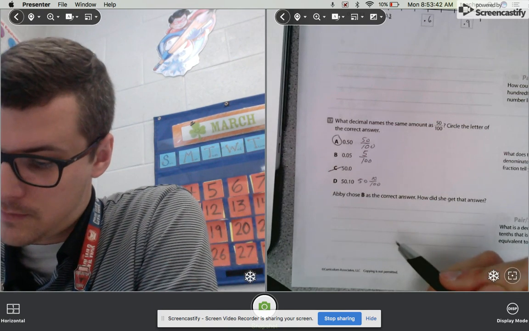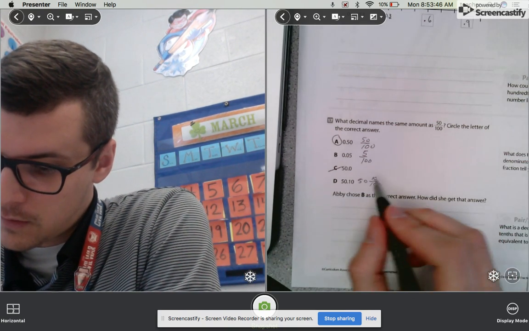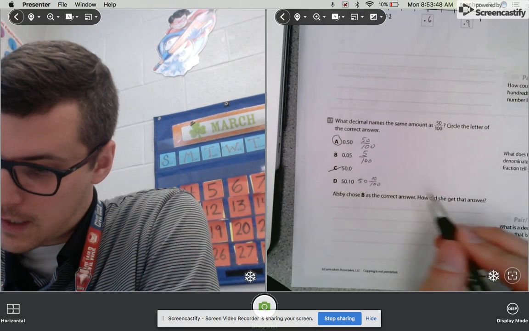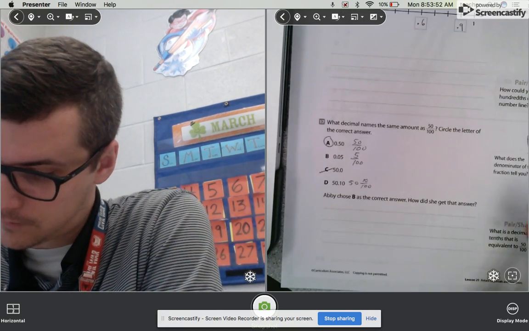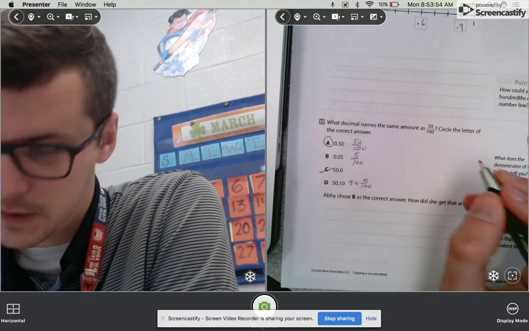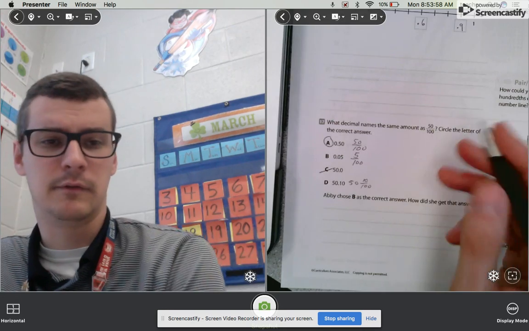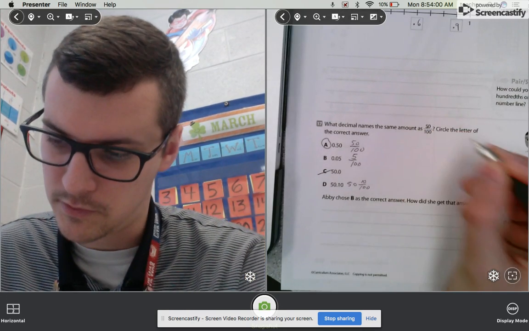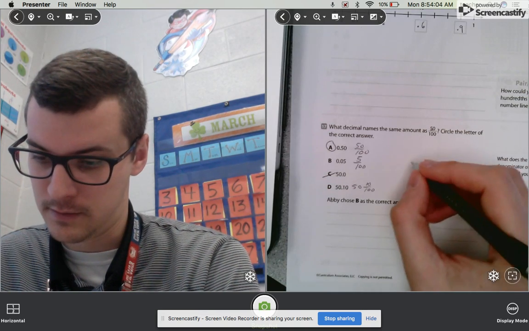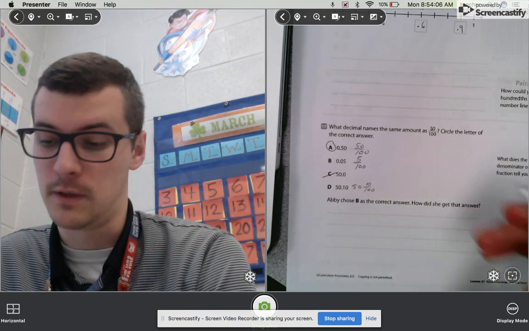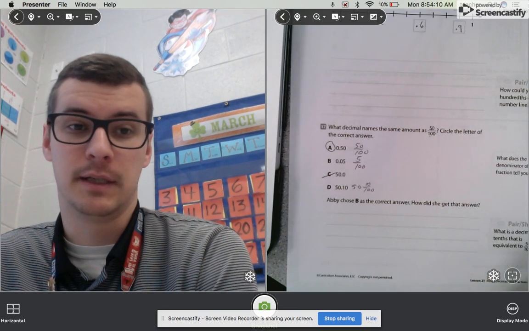So she chose B as the correct answer. How did she get that answer? If I had to guess, what she's not understanding is she's thinking that you take the first digit, which would be the 5, and wherever it goes, that's where she's putting the first digit.